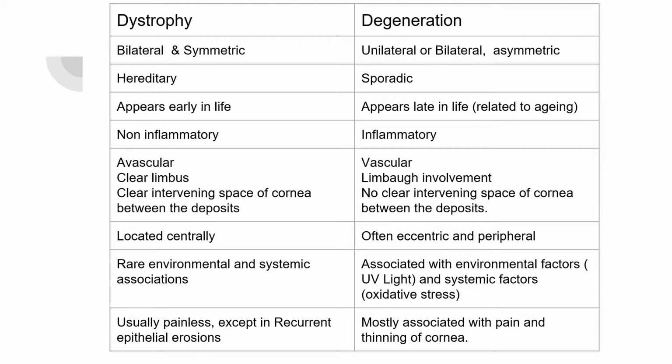In dystrophies, there are rare environmental and systemic associations, and degeneration is associated with environmental factors like ultraviolet light exposure and systemic factors which cause oxidative stress. Dystrophies are usually painless except in recurrent epithelial erosions, and degenerations are mostly associated with pain and thinning of the cornea.